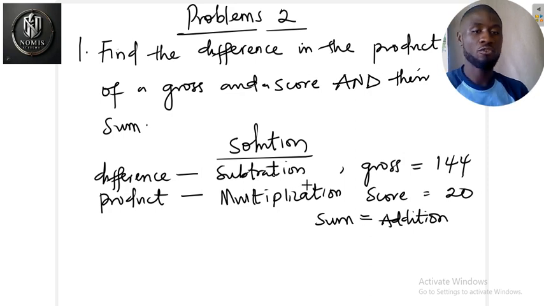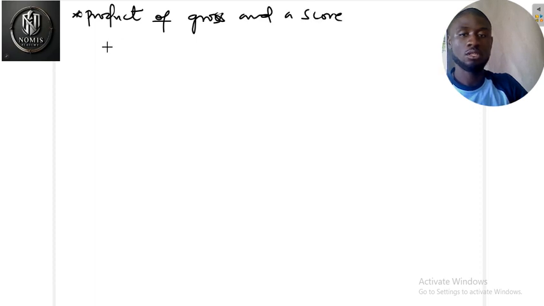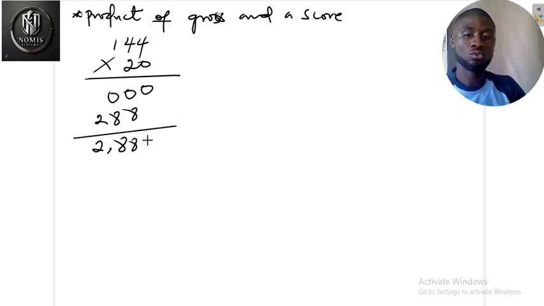Find the difference. First of all, let's begin with the product of a gross and a score. Since a gross is 144, we'll multiply it by 20. So 0 multiplied by these 3 digits: 0 times 4 is 0, 0 times 4 is 0, 0 times 1 is 0, 2 times 4 is 8, 2 times 4 is 8, 2 times 1 is 2. When you add up, you have 2,880. So this is the product of a gross and a score.